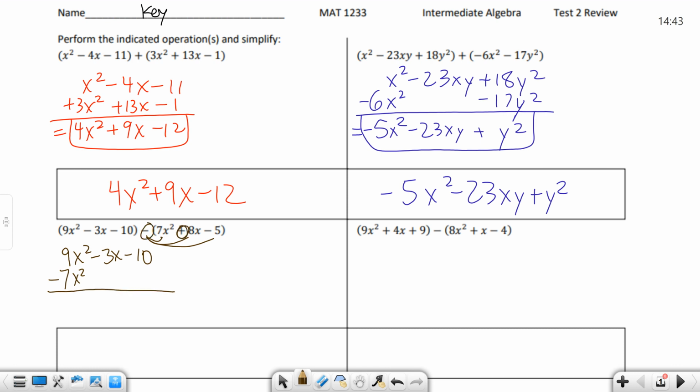This is a plus 8 times this negative gives me what? Minus 8x. It changes that plus to minus. Then this negative with this negative gives me a plus 5. So 2x squared minus 11x, and then what? Minus 5. Again, 9 minus 7 is 2. Negative 3 and negative 8. Add them together, get 11, keep it negative. And then a negative and a positive, you subtract. 10 minus 5 is 5. Bigger number is negative. So 2x squared minus 11x minus 5.